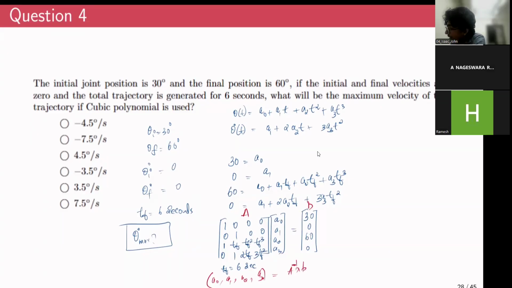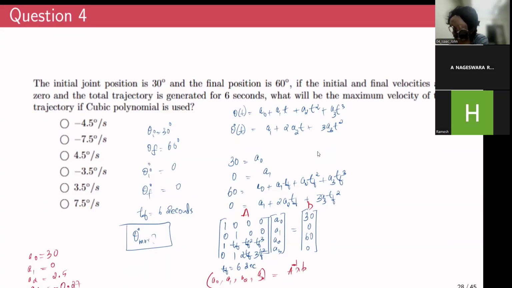So if you do that, I think you will get the value of A as follows. a0 is obviously 30, right? From this equation, it's obviously 30. a0 is 30. And from this equation, a1 is 0. And a2, you will get some value. I think it's probably maybe around 2.5 or something. And a3 would be a very small value, minus 2.27, maybe something like that.